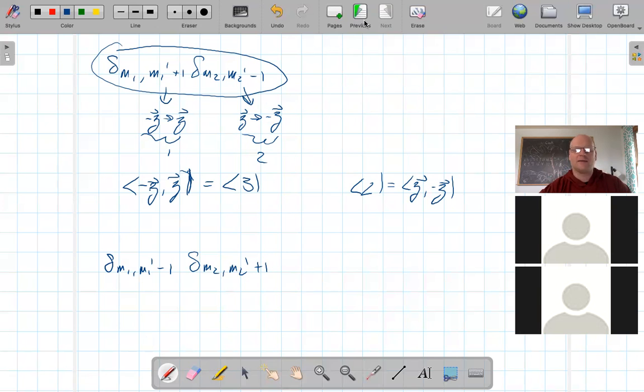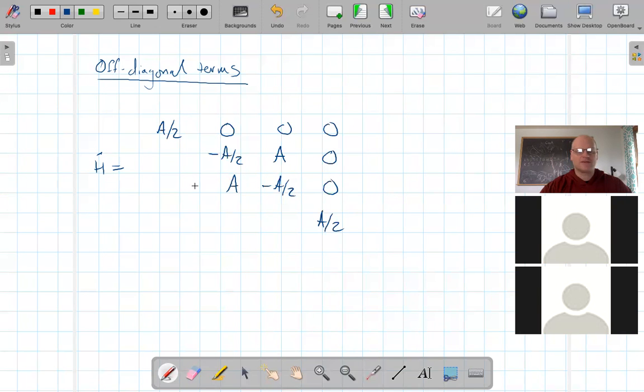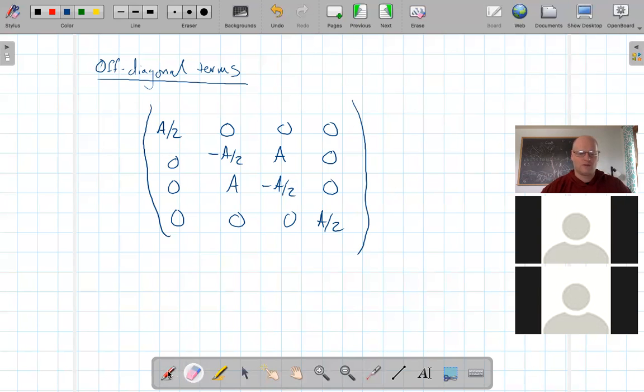So now if I look at my Hamiltonian, so let's talk about our Hamiltonian. So this was going to be equal to what? A over 2, right? And then I had a negative a over 2. Then I have a negative a over 2. And then I have an a over 2. So this one has to be 0. This has to be 0. This has to be 0. This term is simply going to be a. 0, 0. This term is going to be a. 0, 0, 0, 0, and 0, right? So this is then my Hamiltonian in the 1 through 4 representation.